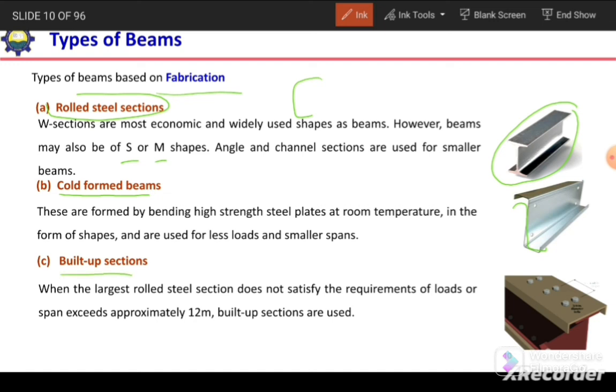We can also use the built-up sections to make the beam. If the hot roll section alone is insufficient to resist the applied loads and the span is significantly high, more than the 12 meters, then we need to go for the built-up section. If beam is constructed by using built-up section, we can say it is a built-up section beam.